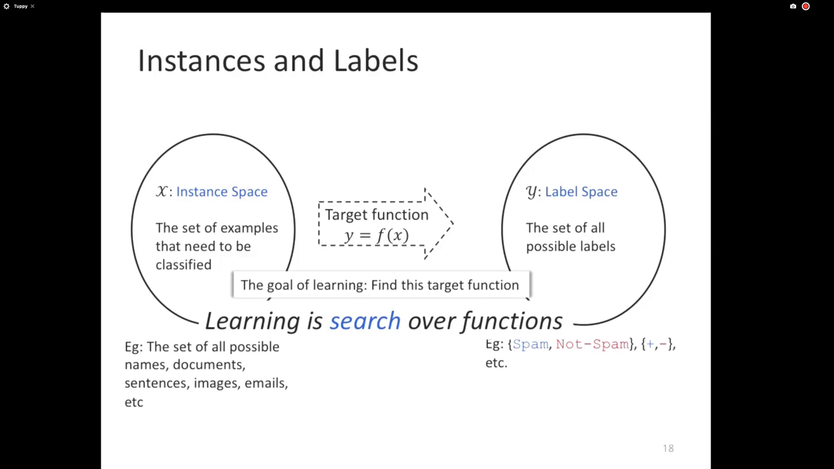Okay. But I hear a little bit of skepticism in your voice. Do you want to elaborate on that? Oh, well, I mean, it's just impossible to look over every possible function if that's infinite. It doesn't have to be infinite. It could be finite. Imagine that the set of all possible names. Let's say that we have a finite, countably finite instance space. It's still going to be a large number.